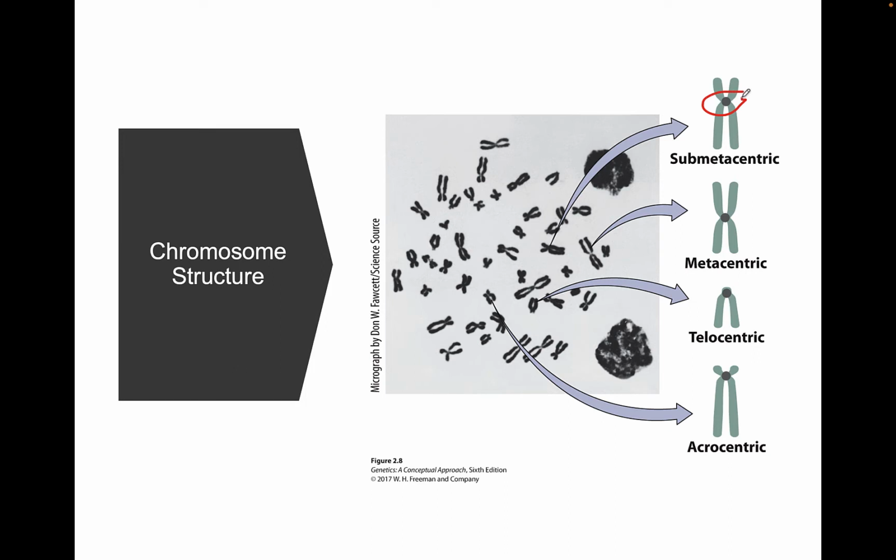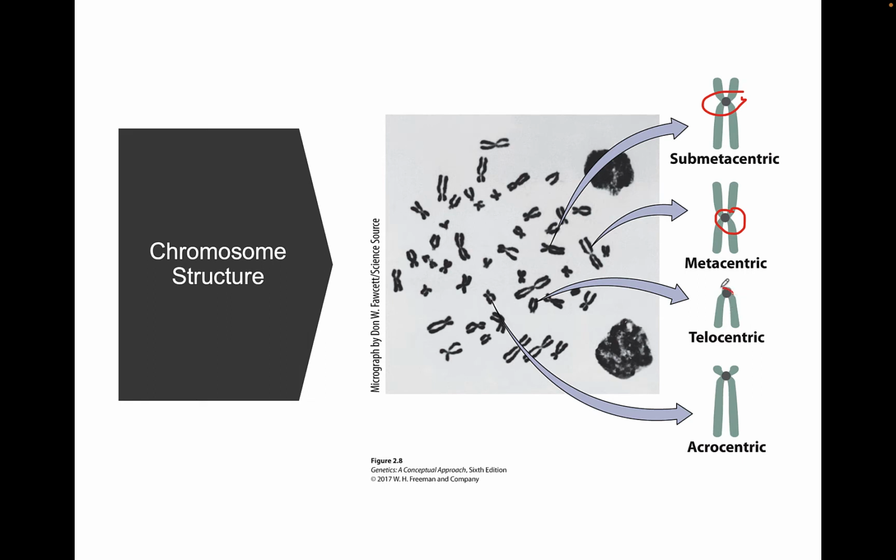Here we have one where the centromere is about a third of the way from the top. And we call this submetacentric. Metacentric, think of it as "meta," or middle. The centromere is in the middle of the chromosome, so it divides it into two equal halves.